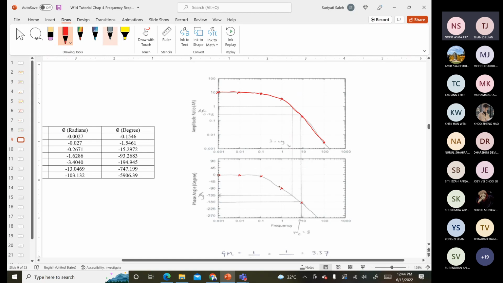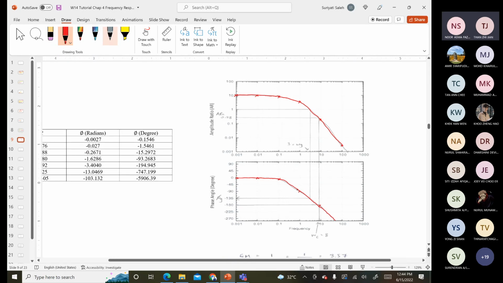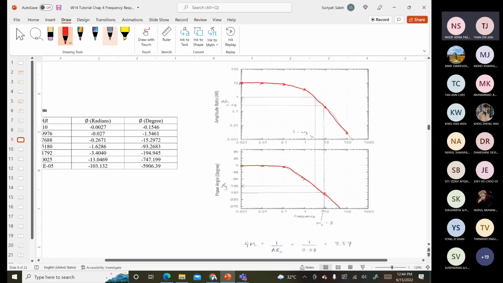So the same goes with the phase angle. You just do the plotting like this. For example, this is just an example. So in this case, we already did the plotting. There are two things that you need to be aware of: what we can extract from the phase angle and the amplitude ratio.